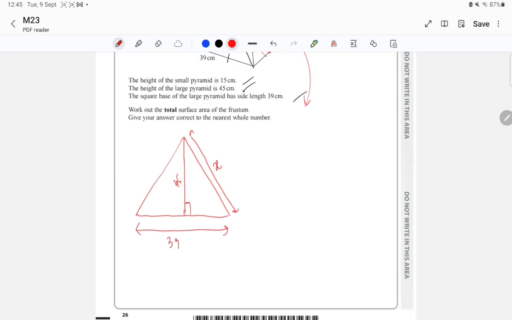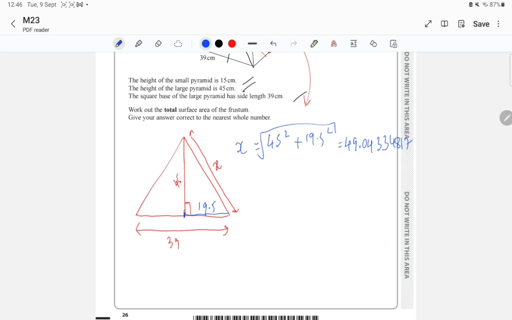Let's try to find x from here. I know that this is exactly in the middle, right? So this would be 39 divided by 2, which is 19.5. Since this is a right-angled triangle and I know two sides, I can find x using Pythagoras' theorem, which would be the square root of 45 squared plus 19.5 squared. So my x will be 49.04334817.